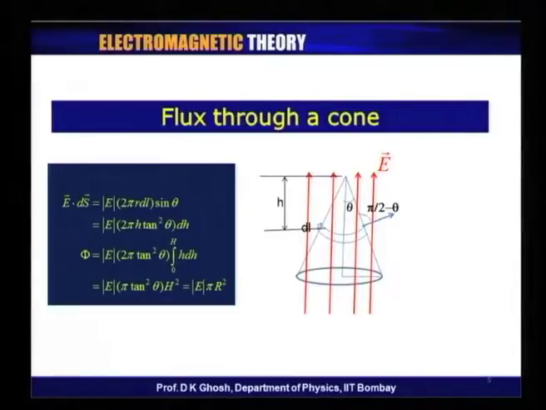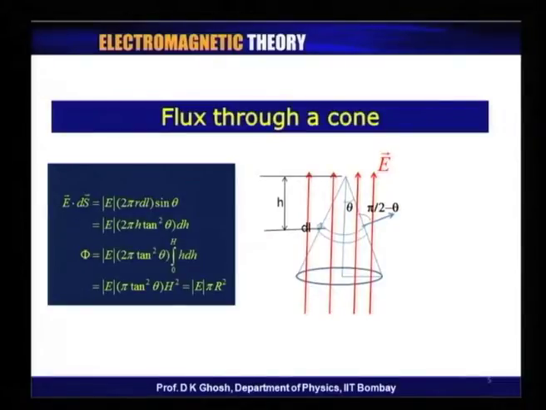Now, actually speaking, supposing it were water flowing through, you could have got an answer to that without even working it out. The reason is whatever water is entering through the base must leave through the slanted surface of the cone, and as a result, if the flux coming in is E times pi r square, the flux going out through the slanted surface must also be equal to E times pi r square. Let us look at whether that is correct or not.